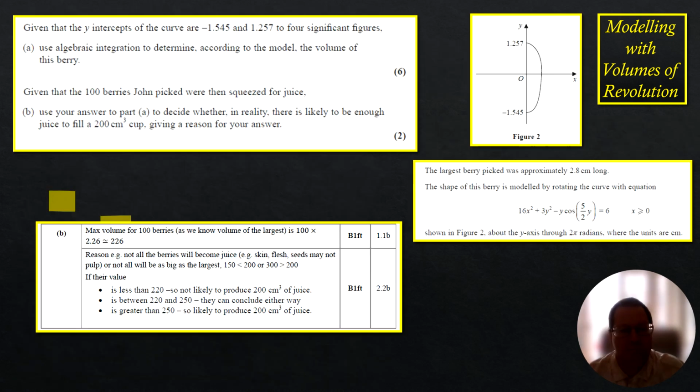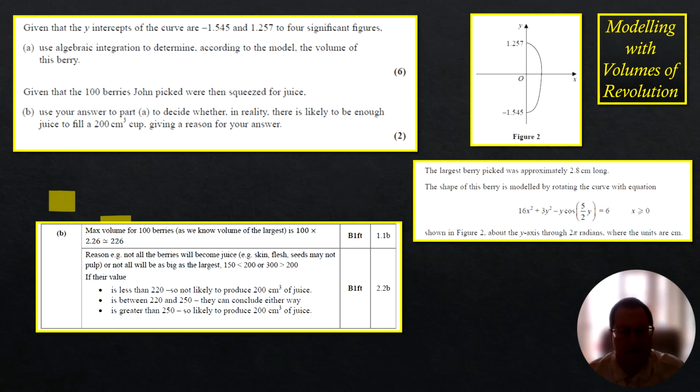And then for part B, we're told that the 100 berries that John picked were then squeezed for juice, and we're asked to use our answer to part A to decide whether, in reality, there's likely to be enough juice to fill a 200 centimeters cubed cup, giving a reason. Well, the mark scheme is there. If all the berries were 2.26 centimeters cubed, then that would make 226 centimeters cubed in total.